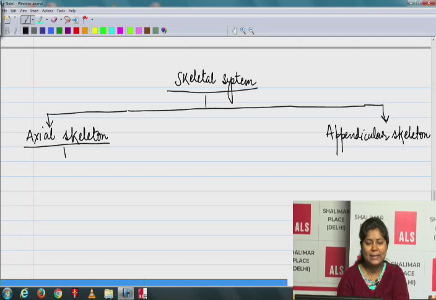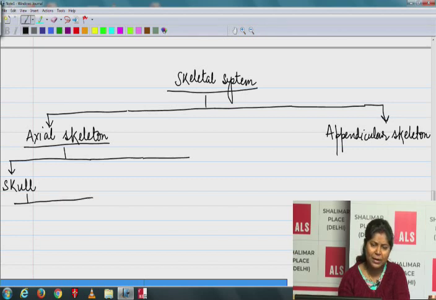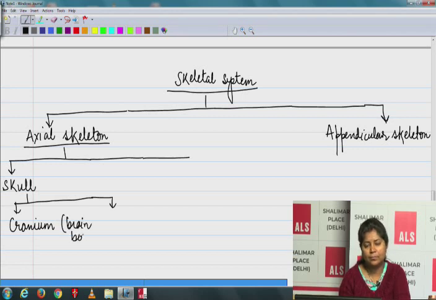First of all, the axial skeletal system starts with the skull. The skull, the bony part in which your brain is enclosed. So we'll not talk about only the brain, but the skull also has two basic parts. The first is the cranium, that is your brain box. The second is the facial bone. So cranium is something which is covering your brain, isn't it? And facial is basically the part which covers the whole face.